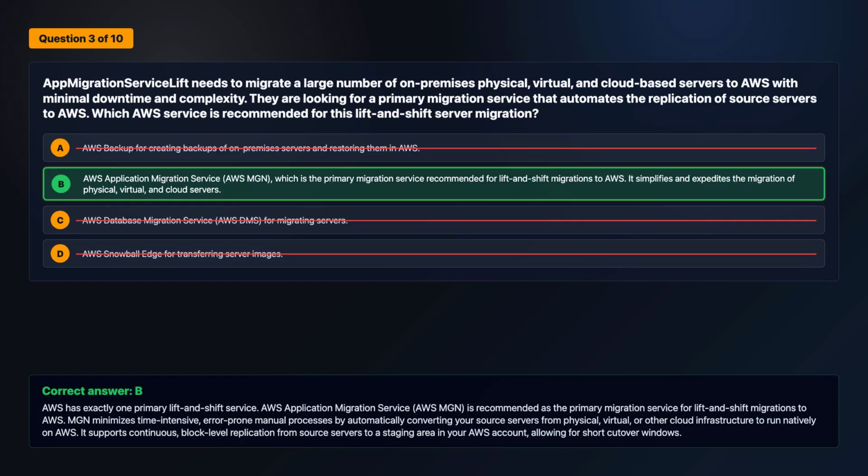The correct answer is option B. AWS has exactly one primary lift and shift service. AWS Application Migration Service, AWS MGN, is recommended as the primary migration service for lift and shift migrations to AWS. MGN minimizes time-intensive, error-prone manual processes by automatically converting your source servers from physical, virtual, or other cloud infrastructure to run natively on AWS. It supports continuous block-level replication from source servers to a staging area in your AWS account, allowing for short cutover windows.